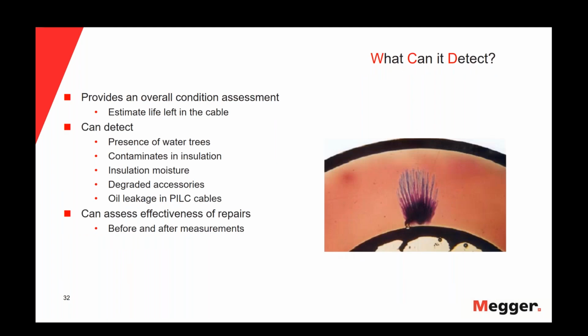What can we detect with the Tan Delta? Well, the Tan Delta will provide an overall condition assessment, and we will estimate the life left in the cable. We can detect water trees in XLPE cables, contaminants in the insulation, insulation moisture, degraded accessories, for instance the terminations, and oil leakage in paper insulated cables. And also we can assess the effectiveness of repairs with measurements before and after. So this is what we can detect with the Tan Delta.